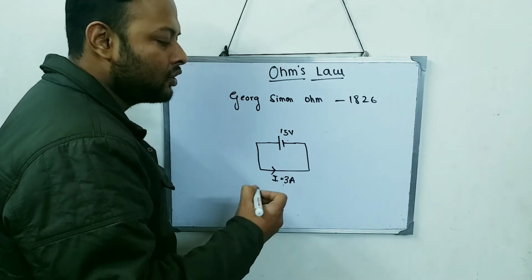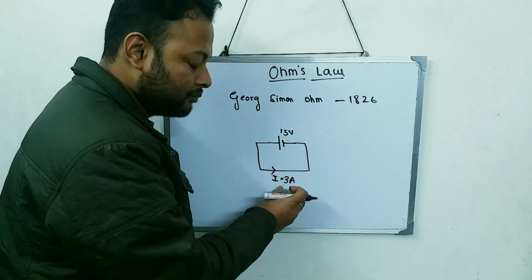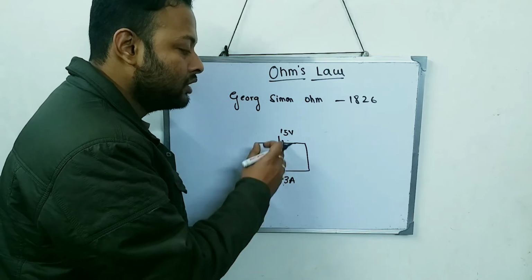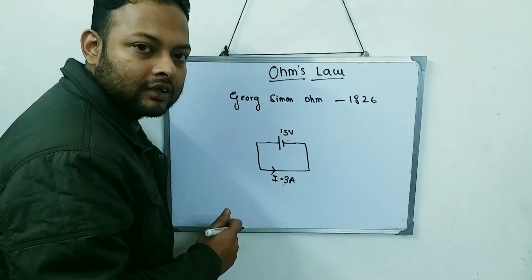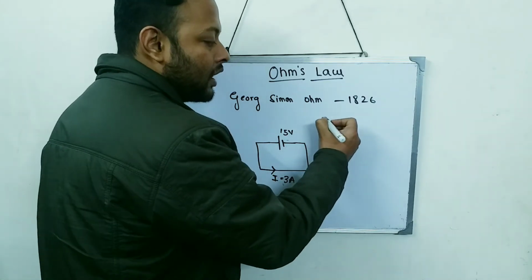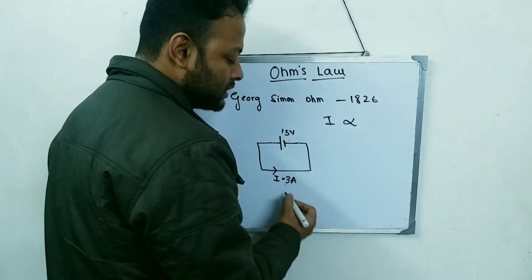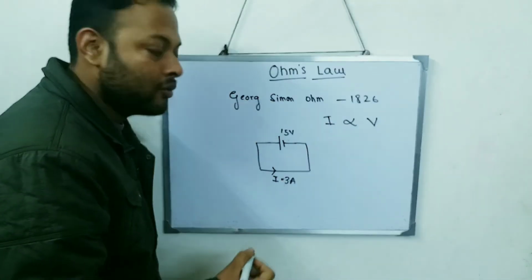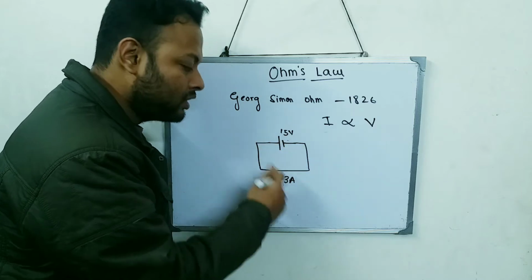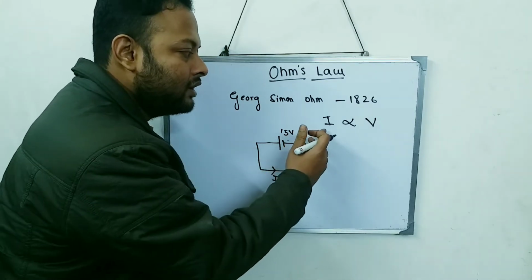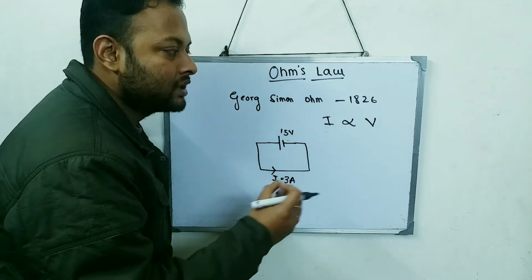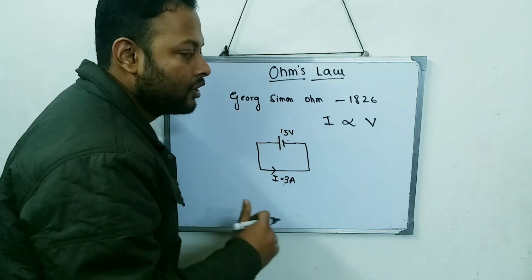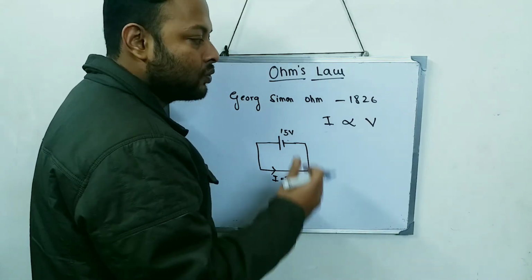So he saw that the current which is flowing in the circuit is proportional to the potential difference that I am giving. So he said this current is proportional to the potential difference V. The more the power of the battery, the more current will flow. The actual definition I'll write later, but let's understand what Ohm's law is. So current is proportional to potential difference, is what he said.